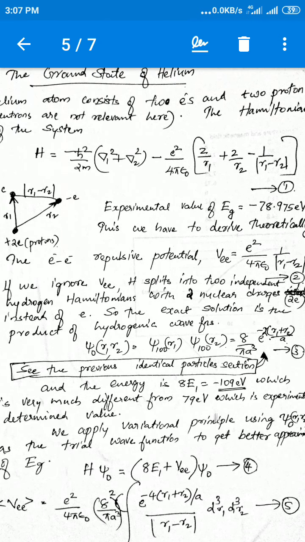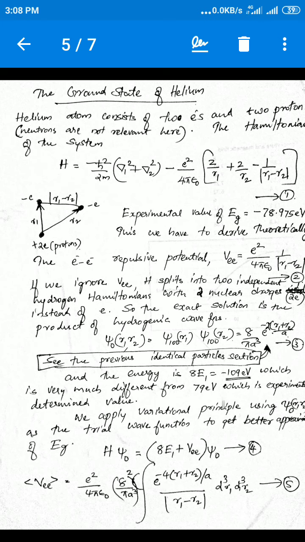So you can say that it is only 2 independent hydrogen Hamiltonians, except for the repulsive potential VE. If you don't consider VE, it is 2 hydrogen Hamiltonians with a nuclear charge 2E. So the exact solution is the product of 2 hydrogen wave functions. We can write psi 0 r1 r2 as psi 0 r1 into psi 0 r2.